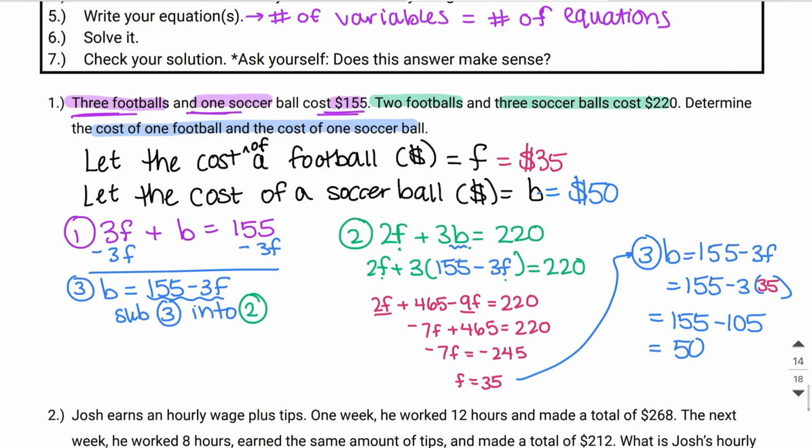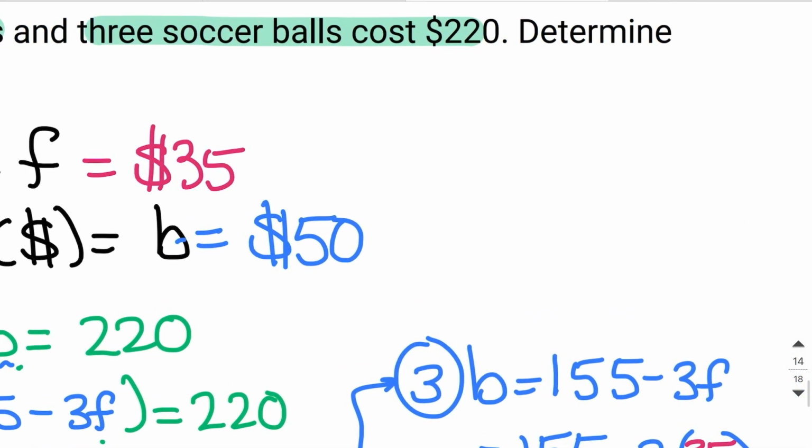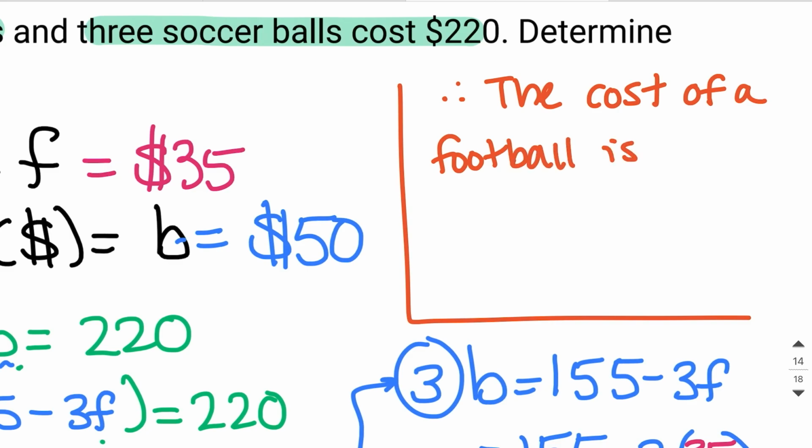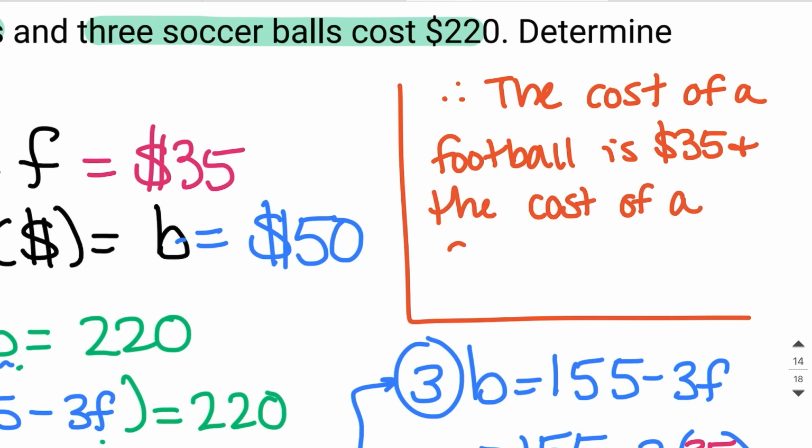So we know we did everything right. Now we just have to write our let statement or our therefore statement. So I'm just going to squeeze it in the corner right here, and I'm going to say therefore the cost of a football is $35, and the cost of a soccer ball is $50. And that's it for this question.